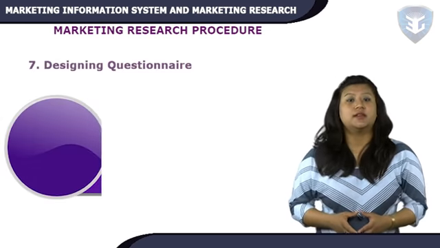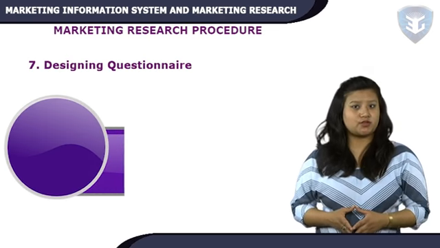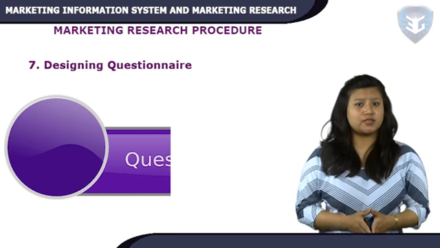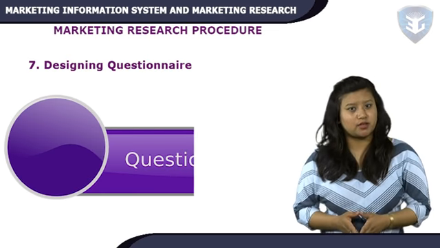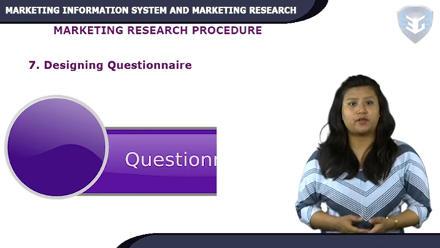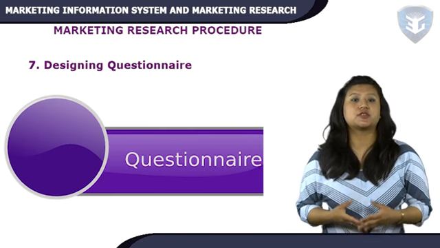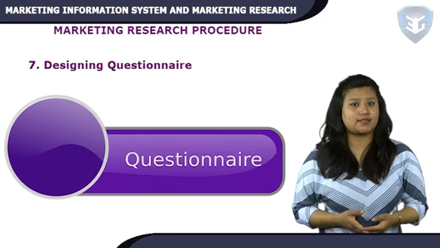Designing questionnaire. The seventh step in a marketing research process is designing a questionnaire. In this stage, primary data is collected with the help of a questionnaire, so the researcher has to prepare a questionnaire. A questionnaire is a list of questions. These questions are asked to the respondents for collecting data.